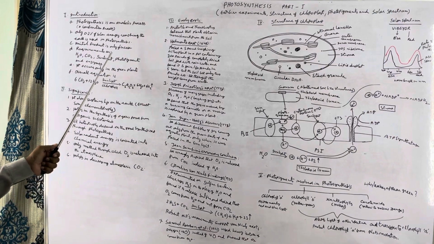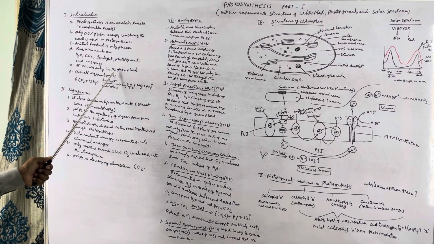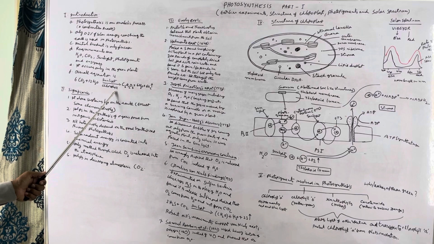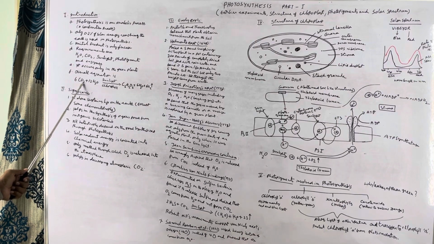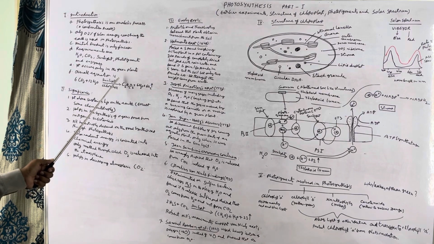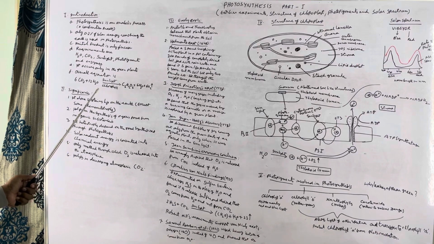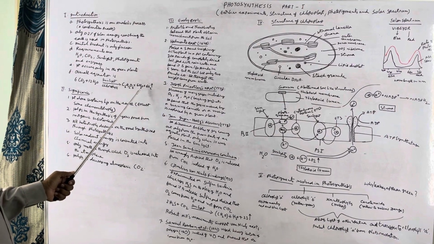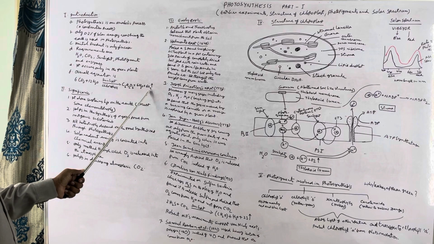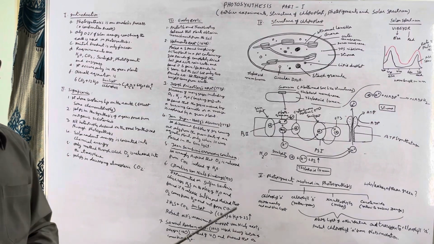Then, the overall equation of photosynthesis can be described like this. 6 CO2, that means 6 molecules of carbon dioxide, and 12 molecules of water combine in the presence of sunlight, and with the help of the chlorophyll, they produce glucose, 6 molecules of water and 6 molecules of oxygen.